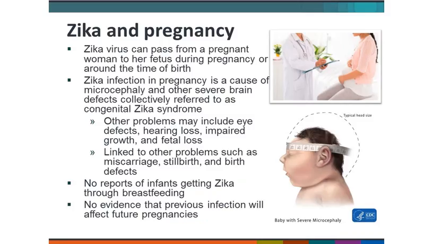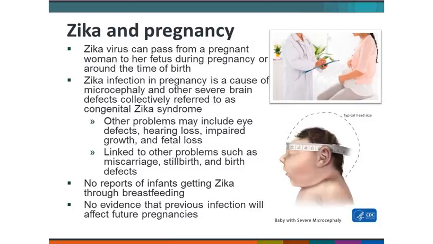Next slide. By far, the most serious concern about Zika and the most serious manifestation of Zika is something that we call congenital Zika syndrome. And so what happens is, if a woman is infected during pregnancy, Zika virus can pass from the pregnant woman to her fetus, before or around the time of birth as well.